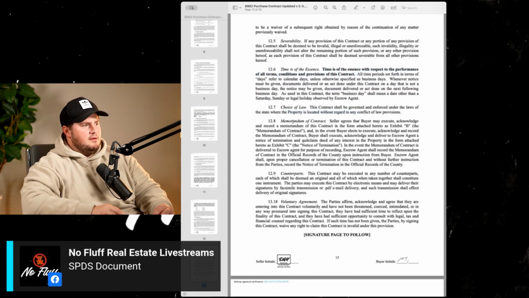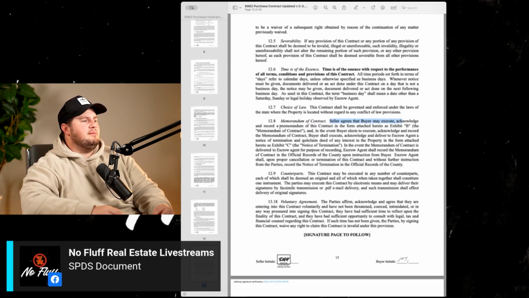property is located. Memorandum of contract. We file memorandums on our contracts, so you want to have this in here. So seller agrees that the buyer may execute, acknowledge, and record a memorandum of this contract in the form attached hereto as Exhibit B, if we want to give them the memorandum of contract to review. And in the event the buyer elects to execute, acknowledge, and record the memorandum of contract, the buyer shall execute, acknowledge, and deliver to the escrow agent a notice of termination and quitclaim deed of any interest in the property in the form attached hereto.